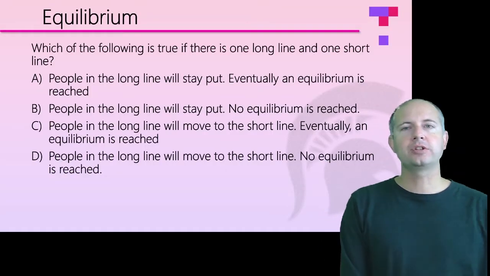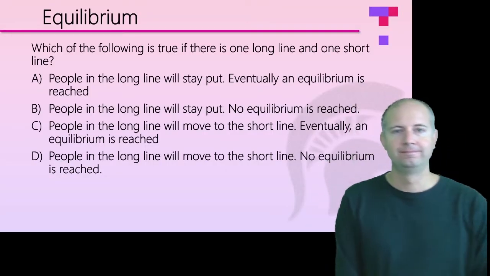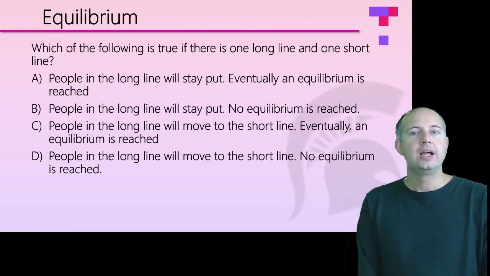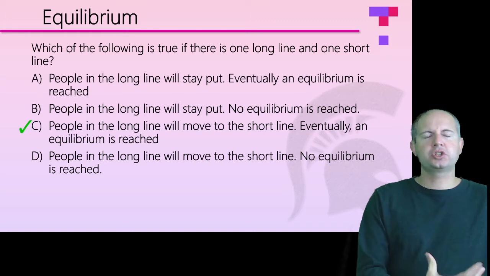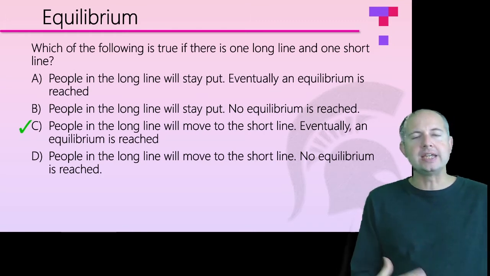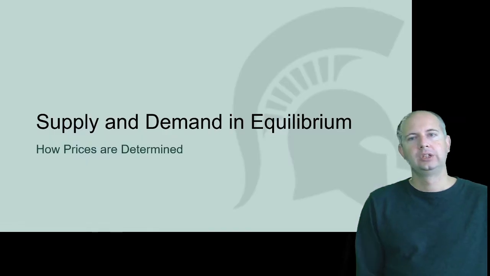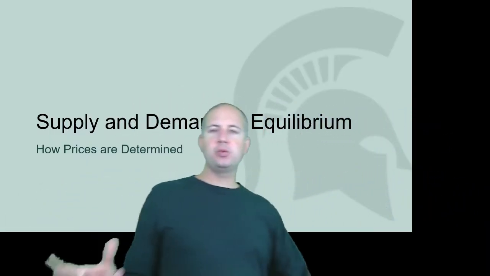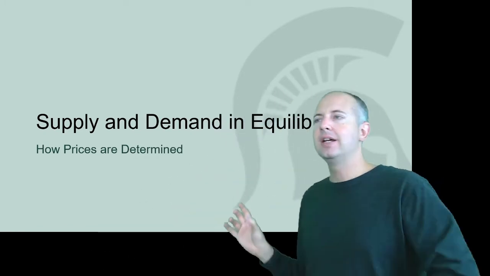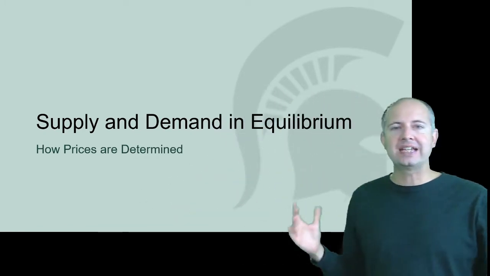Let's get back to our shopping line example. Which of the following is true if there is one long line and one short line? The answer here is C. People in the long line will move to the short line. Eventually, an equilibrium is reached. I bring up that idea of an equilibrium because we are now going to use this concept to look at supply and demand together.